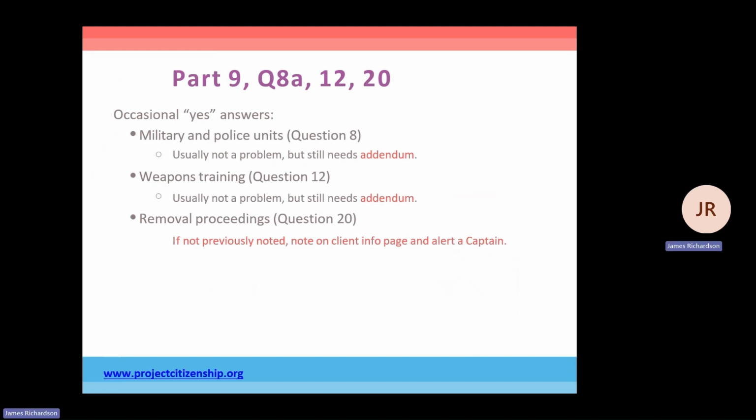So, some occasional yes answers. Military and police units, usually not a problem, but we do have to explain it. Weapons training, again, usually not a problem. We still need to explain it. Removal proceedings, definitely need to explain it. But I think sometimes these aren't as bad as some people might think at first glance, because it's often the case that somebody might get their green card through these proceedings, so it does come up, but oftentimes it doesn't wind up being a negative thing for them. But if it's not previously noted, definitely make a note of it and definitely flag one of us down, so we can discuss with the applicant.